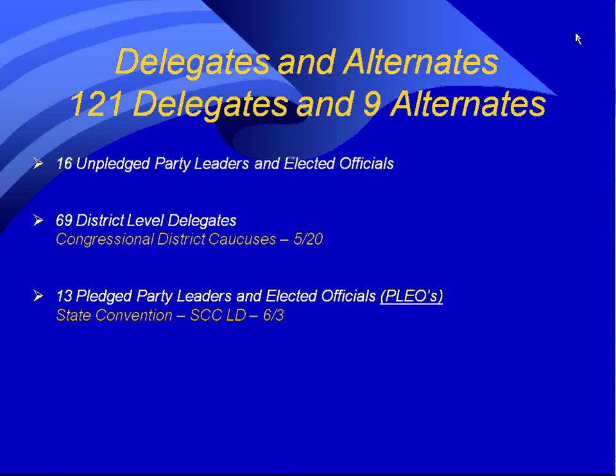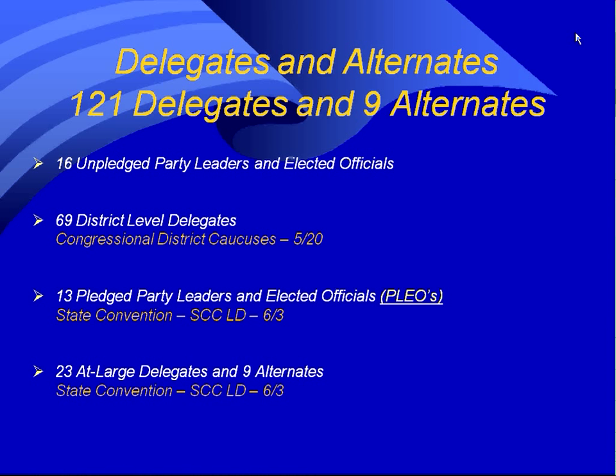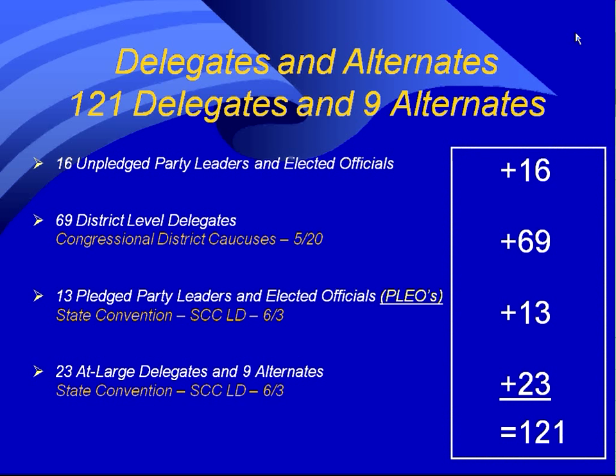The third group are 13 PLEOs, pledged party leaders and elected officials, which will be elected at the State Convention on Sunday, June 3rd. And the fourth group are 23 at-large delegates and 9 alternates, which will also be elected after the PLEOs at the State Convention on Sunday, June 3rd. So our total numbers are 16, 69, 13, and 23. Our total delegation of 121 will also be electing 9 alternates. So let's take a closer look at who these 16 unpledged party leaders and elected officials are.